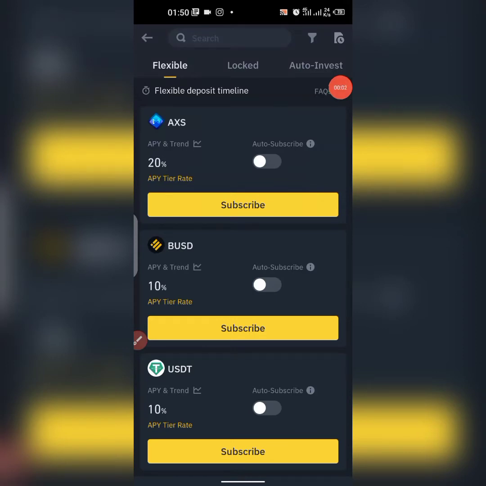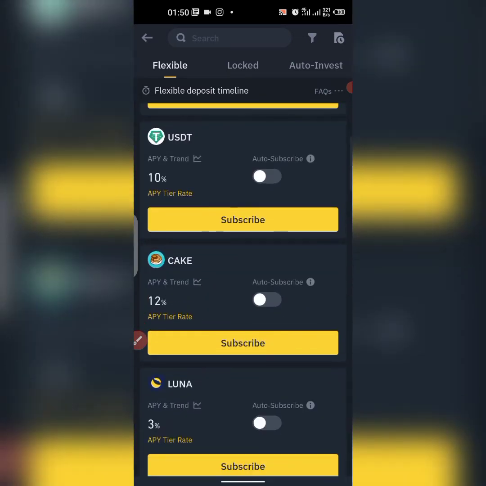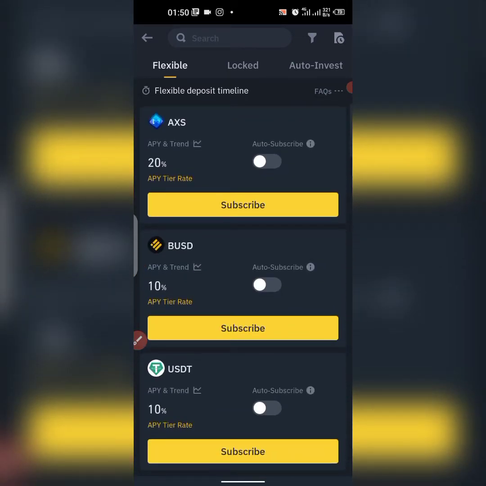Okay, so looking at this dashboard, you realize that we have 20% APY, we have 10% APY, which is BUSD, and USDT 10%, and it goes on like that. Okay, Binance pays your profits based on the APY. APY is simply annual percentage yield. So before you can calculate your daily profits, you have to do it in relation to your APY.